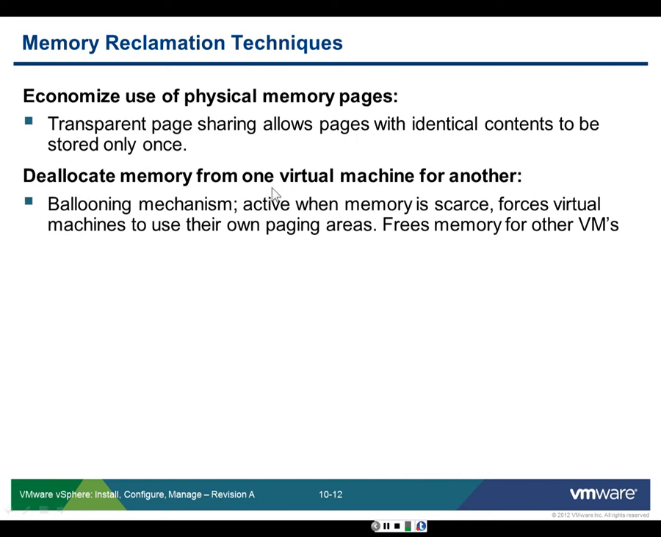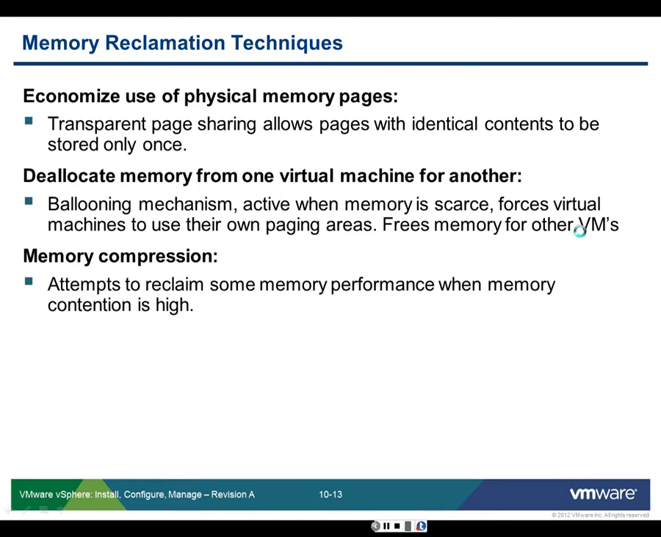Deallocate memory from one virtual machine for another. This is the ballooning mechanism, which we will talk about later in the course, but the ballooning mechanism is active when you're out of virtual memory. And what it does is it forces virtual machines to use their own paging area, and it frees up memory for other virtual machines.